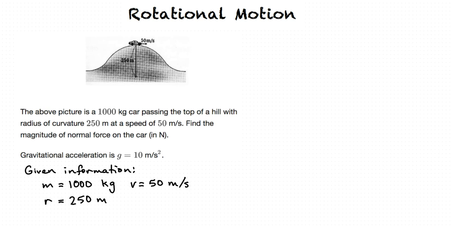Now, we must draw a free body diagram to show all the forces acting on the car. We have the normal force, Fn, pointing directly upwards from the car. We also have the weight force, which is equal to mg, pointing downward. We also can't forget about the fact that there's a centripetal acceleration pointing downwards as well. Now we are asked in this problem to find the normal force. To do that, we will write out our centripetal force net equation.